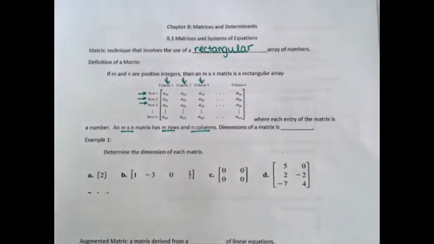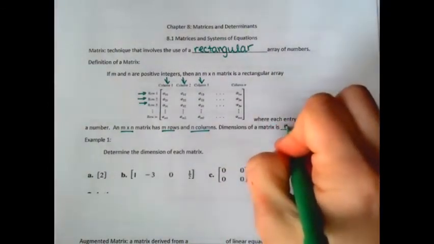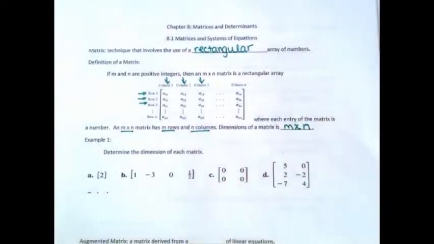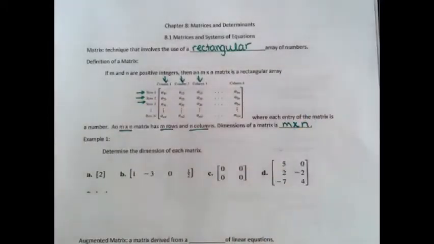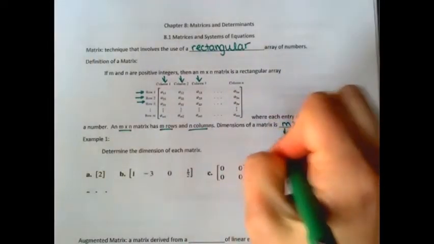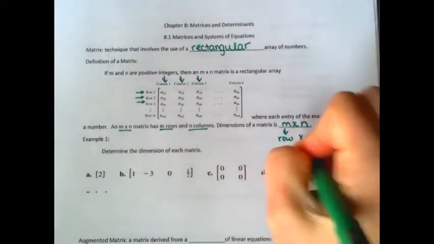The dimensions are always m by n, okay? M by n. So when it asks for dimensions here, we always go by rows by columns.